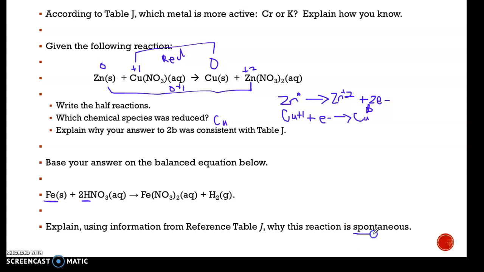Now, remember, in this they're not asking me whether it is spontaneous. They're telling me it's spontaneous. They want me to explain why. When it comes to Regents questions, they mostly already are telling you the answer. They just want you to explain why that is the answer. Why is that so? Alright, so that's our do now.